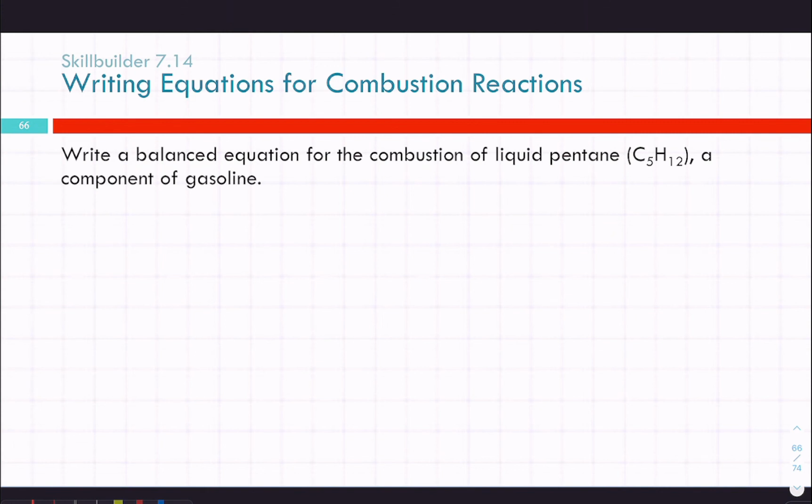All right, let's just do this real quick. So if you get a combustion reaction, C5H12, this is liquid pentane, so you make that liquid, plus oxygen. Our products are always going to be CO2, which is going to be a gas, plus H2O, also a gas.